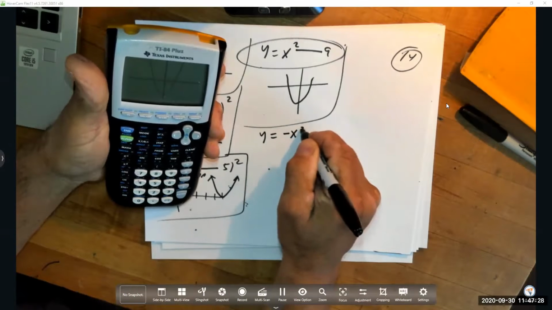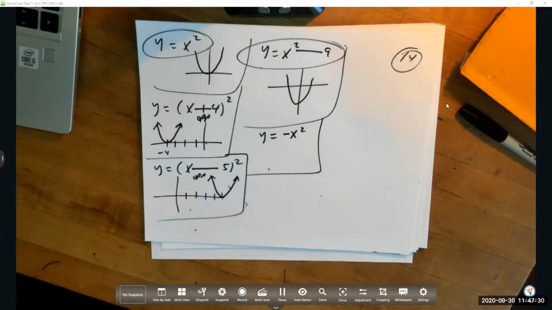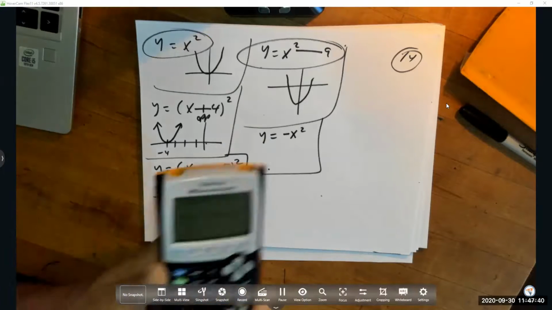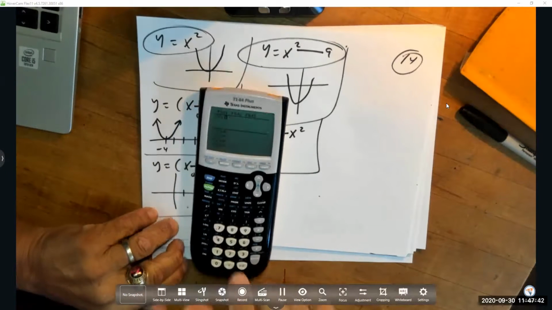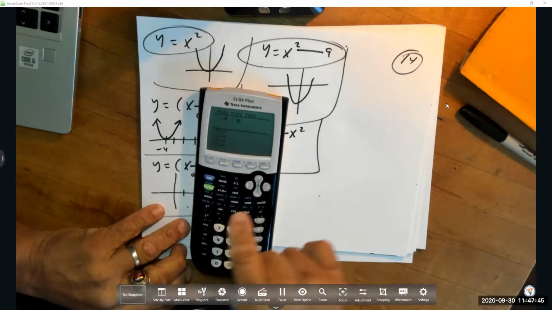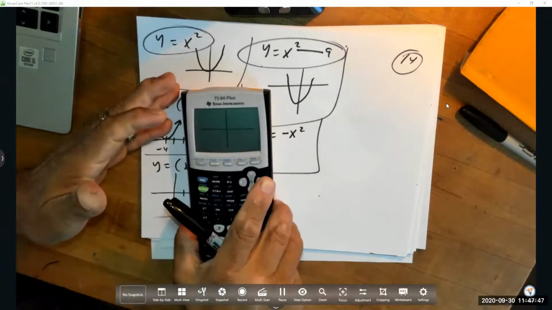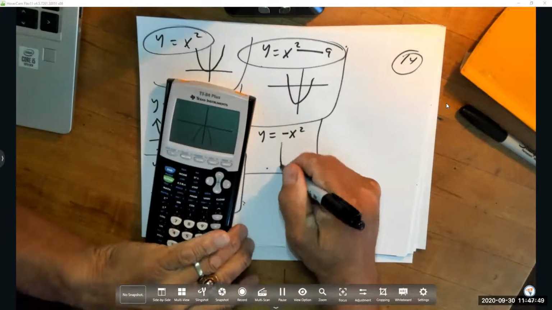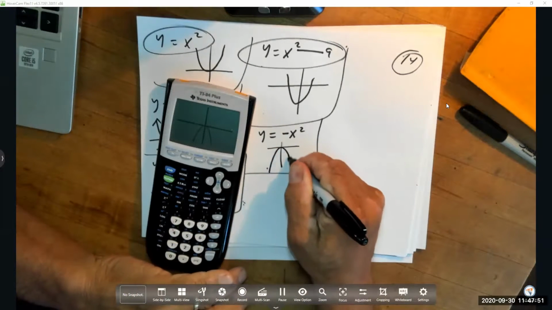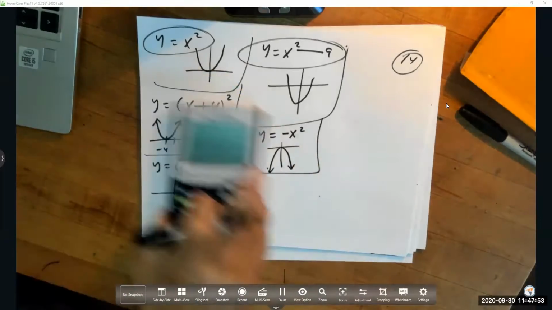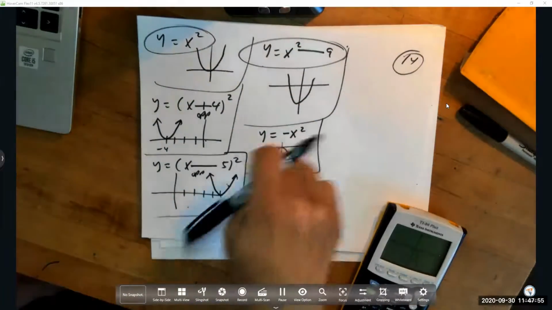So now, I want you to do this one. Negative x squared. Y equals negative x squared. So what does it do to the graph? Okay, let me put it on mine. Little minus sign, x squared, and then hit graph. It flipped mine upside down. Did y'all get something like this? Yes. Okay, this one's up and down. This one's flipped upside down.